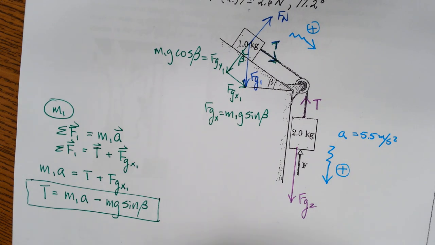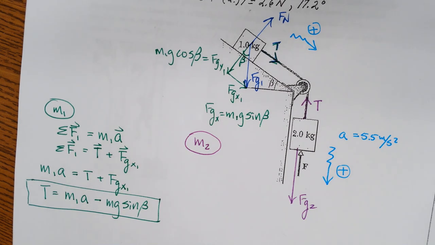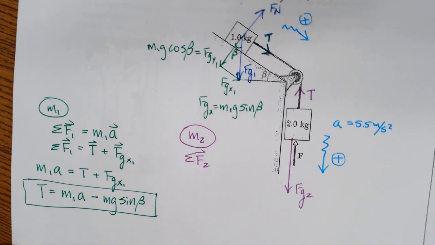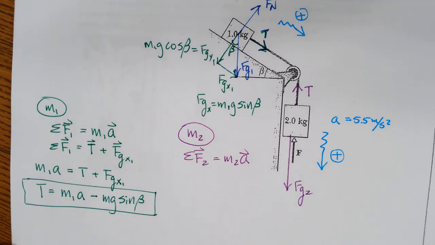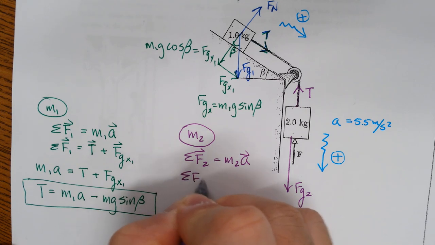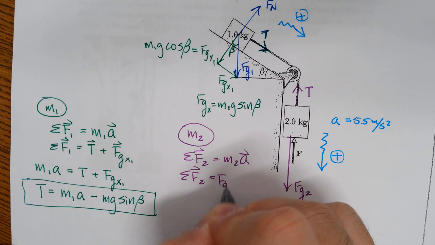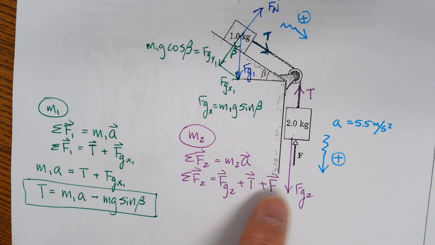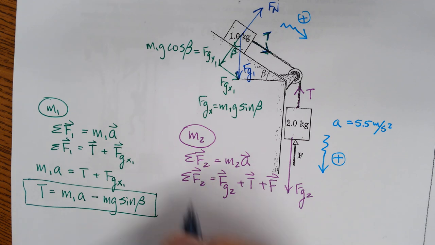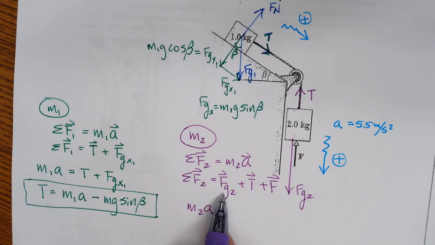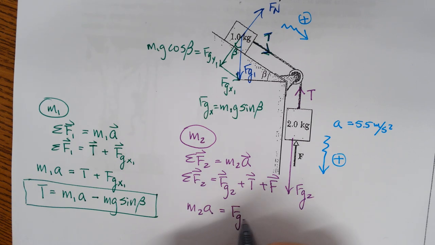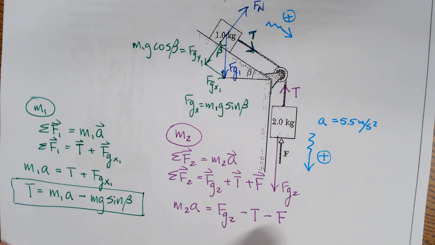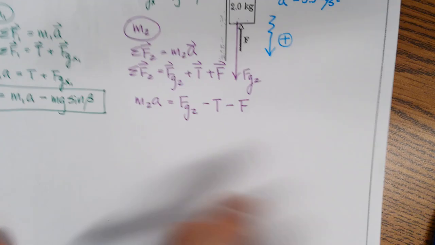Let's take a look at m2. The sum of all forces on m2 is equal to m2a. There are three forces acting on this, and they are basically Fg2 plus tension plus the applied force. However, we have to give directions to these. So my m2a is equal to Fg2, that's positive, because that's the direction of motion. Tension is pointing in the opposite direction of motion, so it's negative. This applied force is also pointing in the opposite direction, so that's also negative.